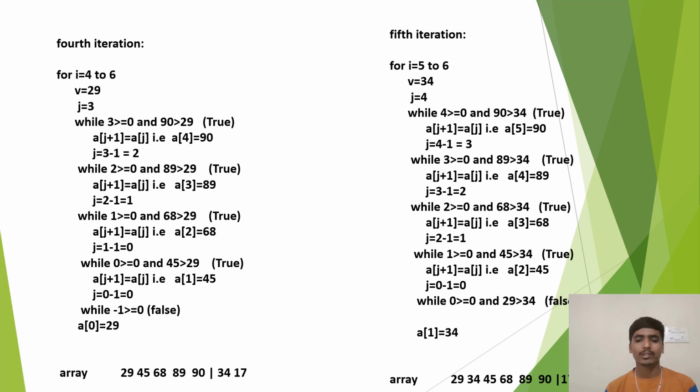j = 1 - 1 = 0. While 0 >= 0 and 29 > 34, it is a false statement. A[1] = 34. The array is 29, 34, 45, 68, 89, 90 and 17.